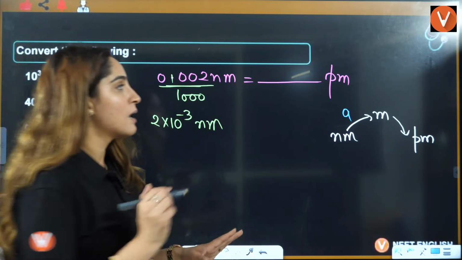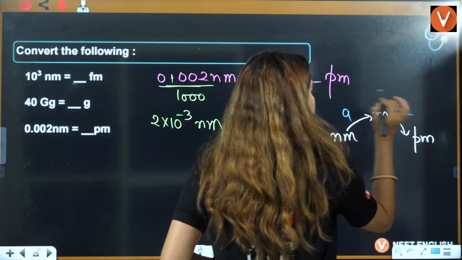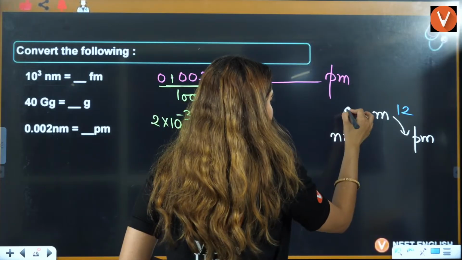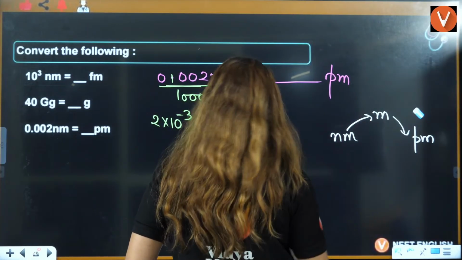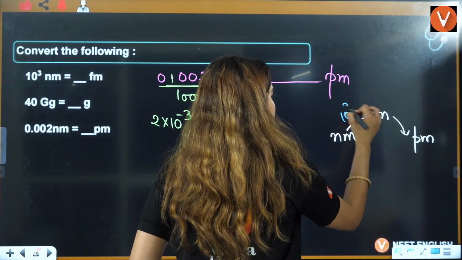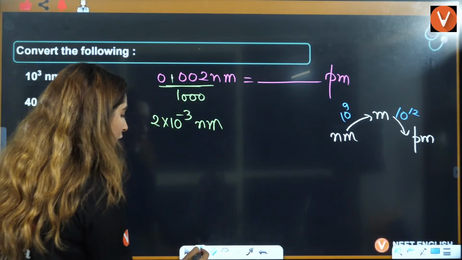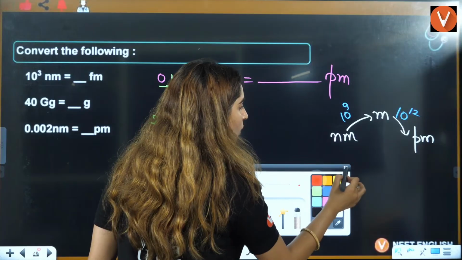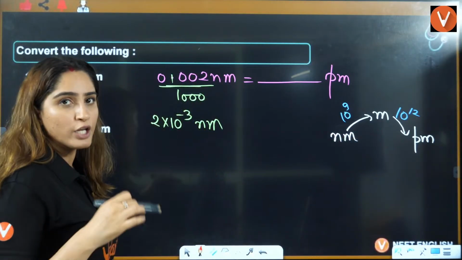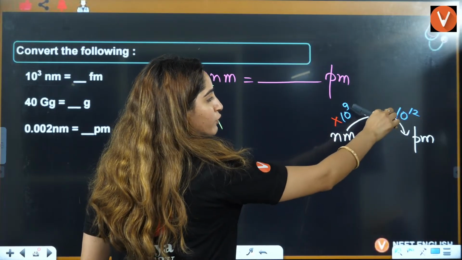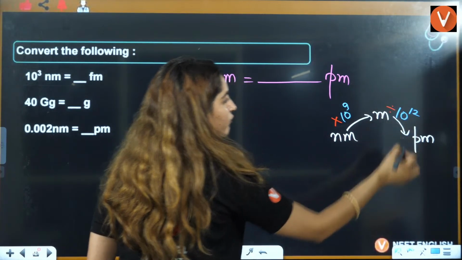Okay, yes. Pico is simply 12. So this is 10 raised to power 9, this is 10 raised to power 12. Now, you have to tell me, whenever we convert from smaller to larger value, we multiply. This will be multiplied. When we convert from larger to smaller, this will be divided.